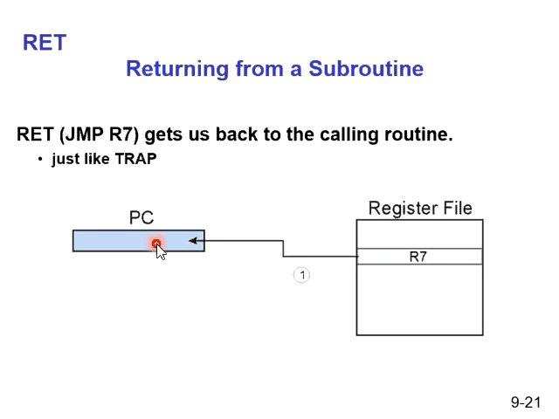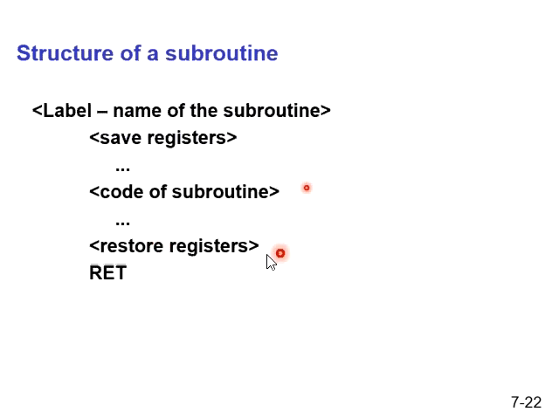And this is the structure of the subroutine. At the end, we must use return. Over here, you must write a label or the name of the subroutine. And you must save the registers used by the code of our subroutine. And over here, before return, you must restore the registers you just used.